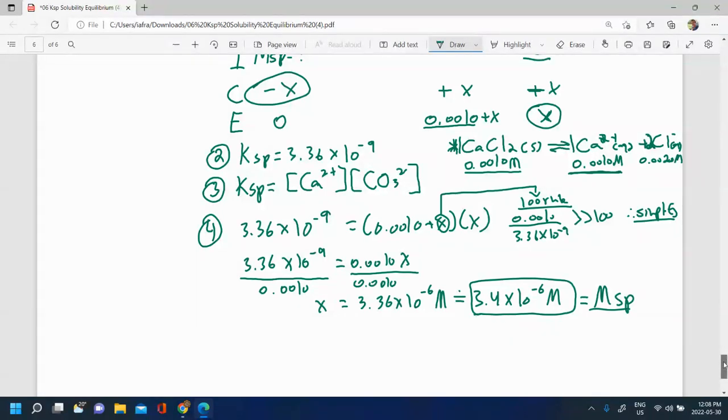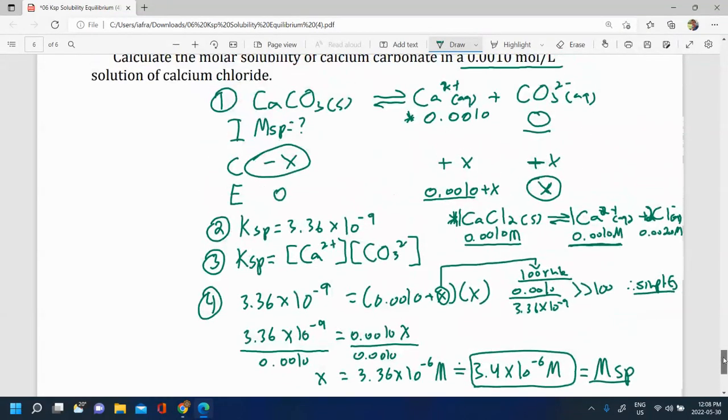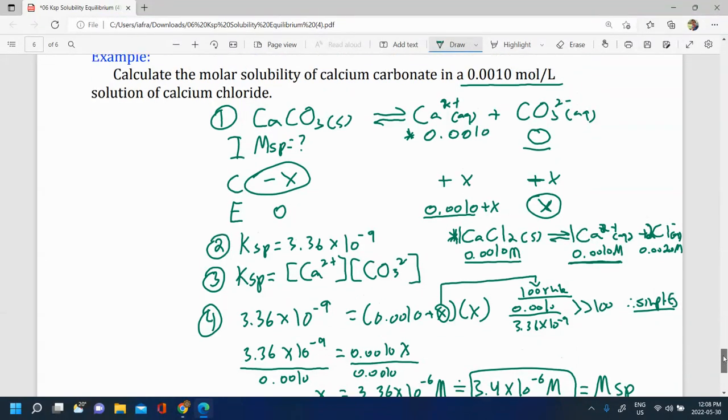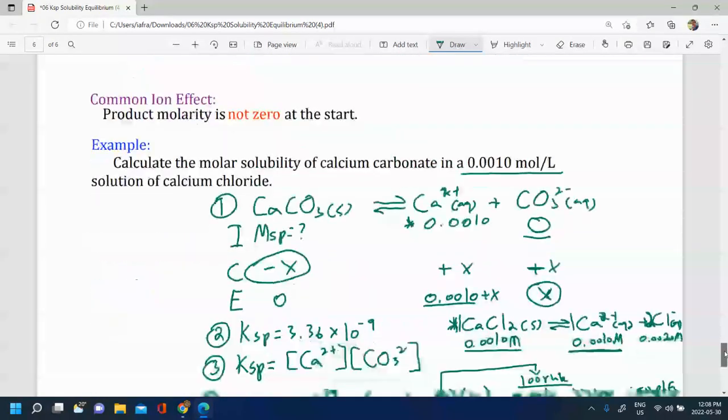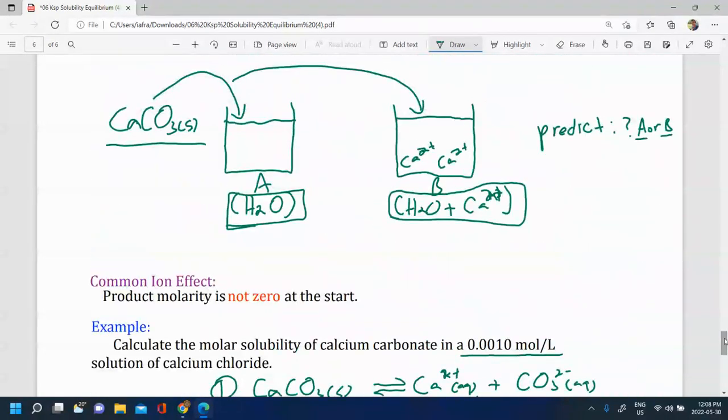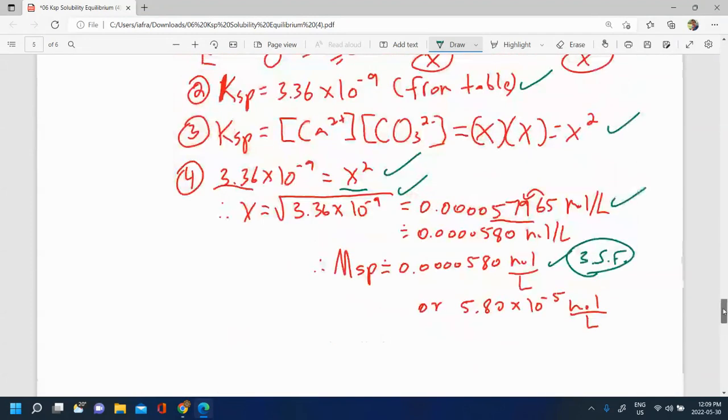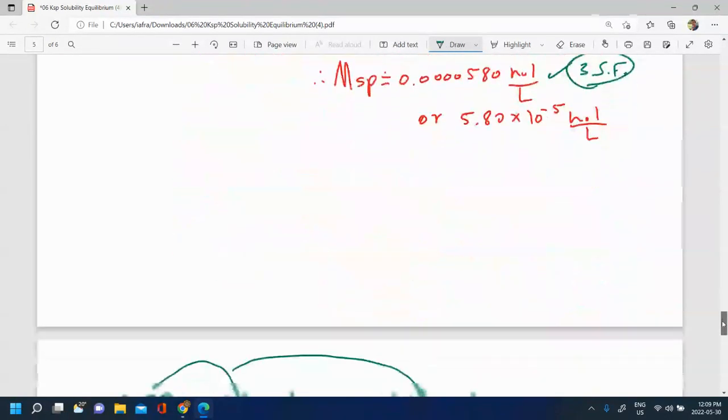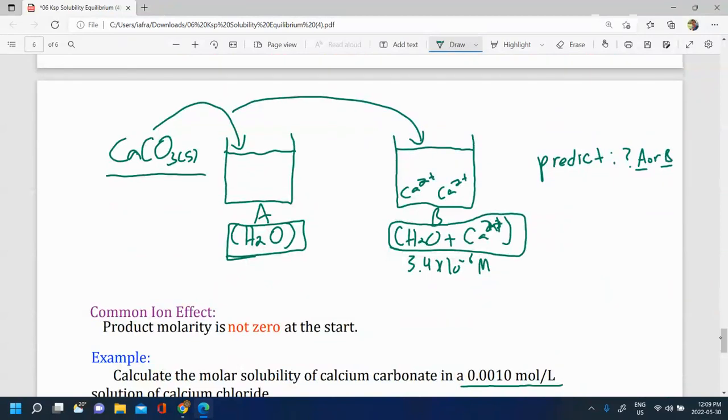So let's test our prediction now. This is the MSP when you have calcium chloride already in the beaker. That's beaker B. So it's 3.4 times 10 to the power of negative 6 molar. The example we did in the previous video was like beaker A, where there was nothing to begin with. So 5.8 times 10 to the power of negative 5. These are the MSP values.